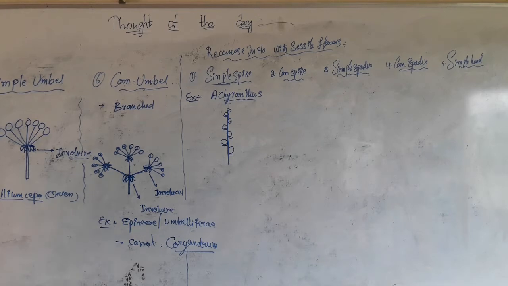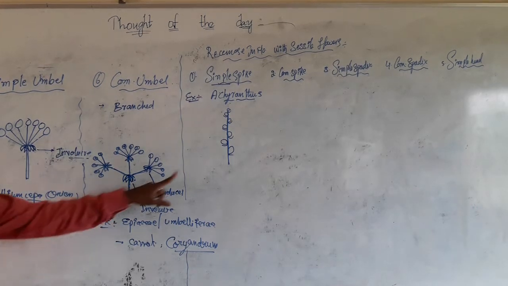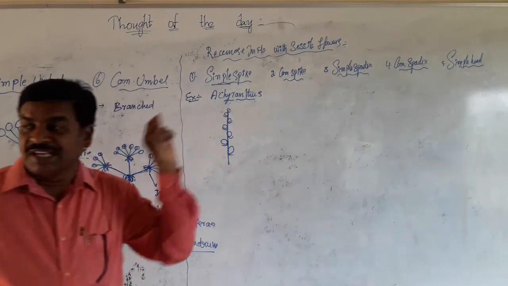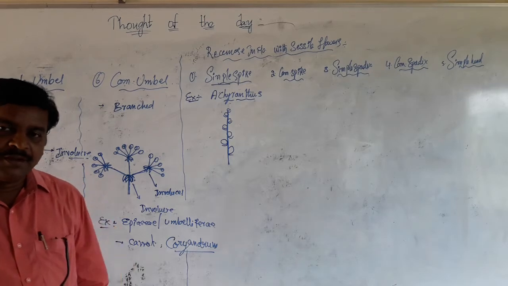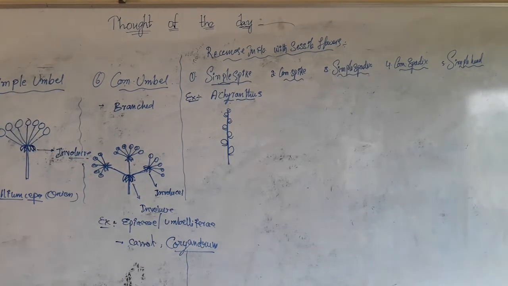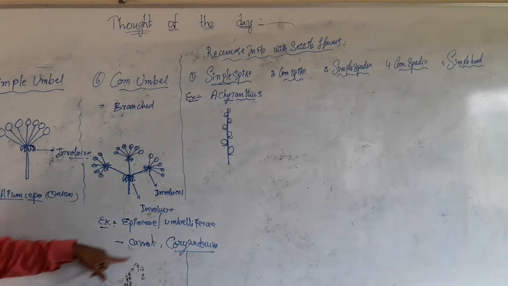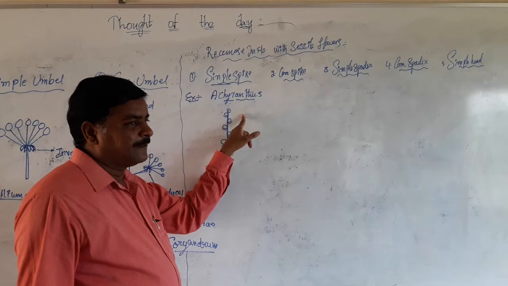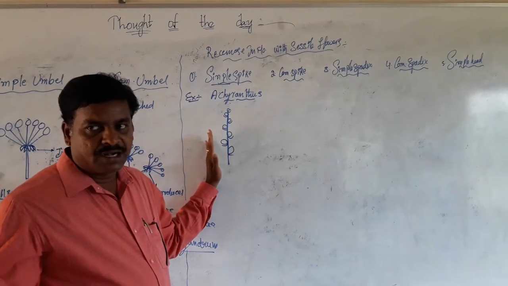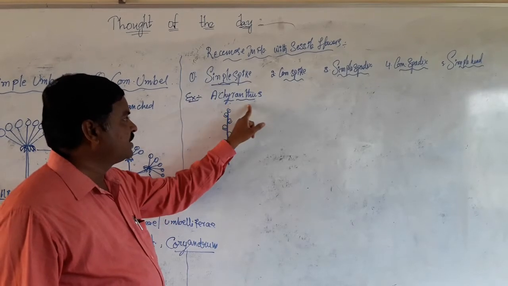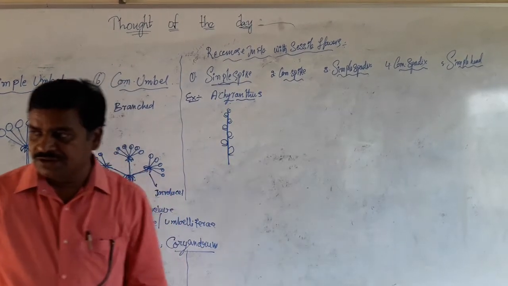These two inflorescences show many identical characters, but they differ only in one character: here flowers are pedicellate, but here flowers are sessile. In both inflorescences, the pedicle is unbranched. In both inflorescences, flower arrangement is acropetal. In both, flowers are bracteate, but in the simple raceme, flowers are pedicellate, but in simple spike inflorescence, flowers are sessile. It is equivalent to the simple raceme inflorescence, but flowers are sessile. Generally, this is present in Echinops. It is an excellent medicinal plant, Echinops.